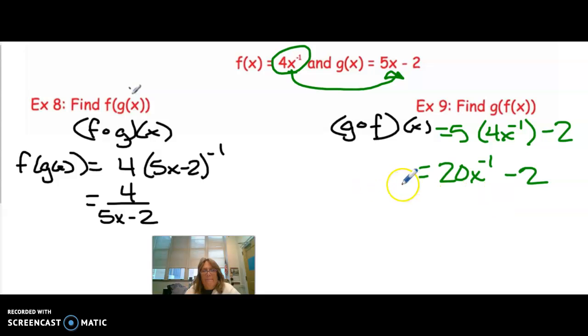So when I do that, remember we said we can't have a negative exponent, so whatever's raised to that negative 1 power moves. Remember the previous one had parentheses, so that whole quantity went to the denominator. Here, the only thing that has the negative exponent is the x, so the 20 is going to stay on top. The x is going to go on the bottom, and then you have a minus 2.